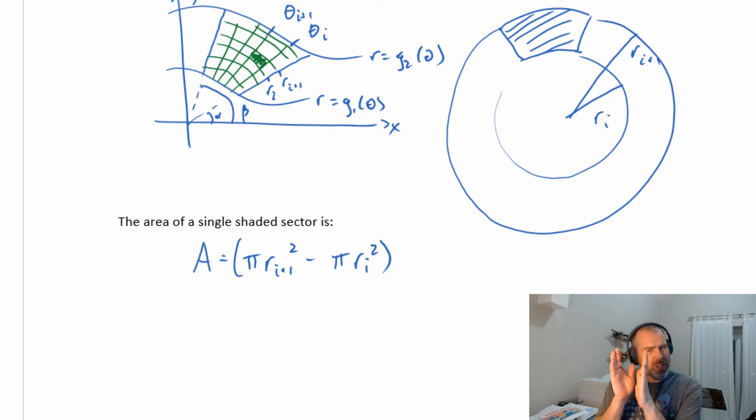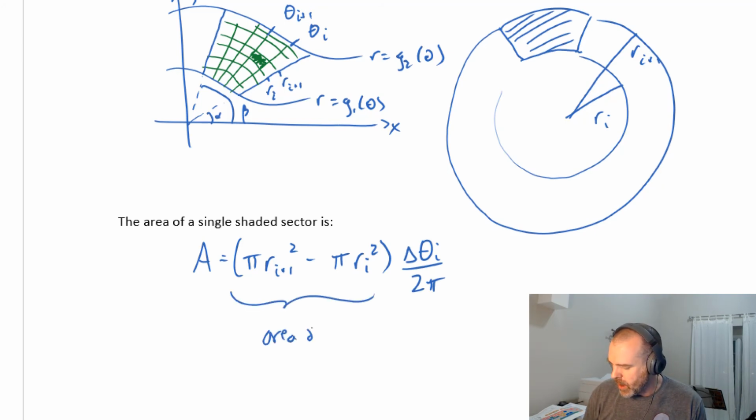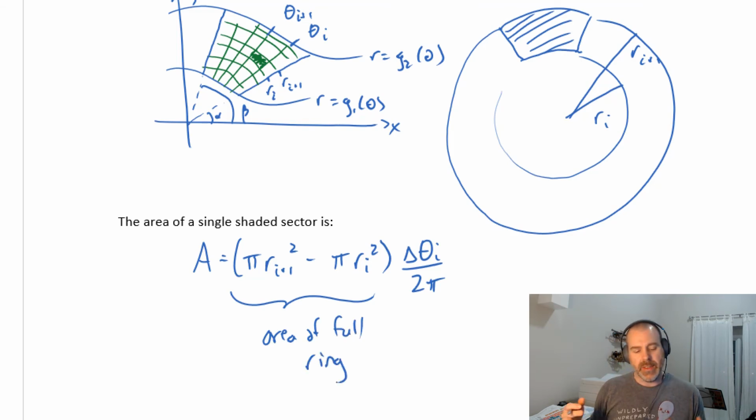And the way we get the portion of the ring is we subtract the two angles and then divide that by 2 pi, and that will get us the portion of the full circle. So we're going to call that delta theta sub i over 2 pi. The first part here is the area of the full ring, and the second is finding the percent of the ring that we want.